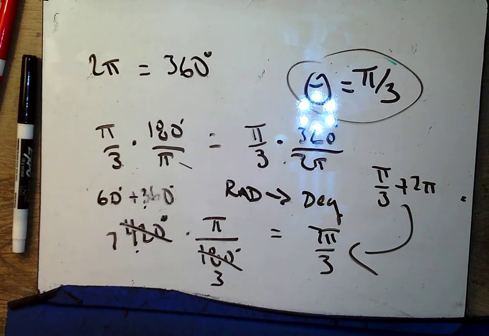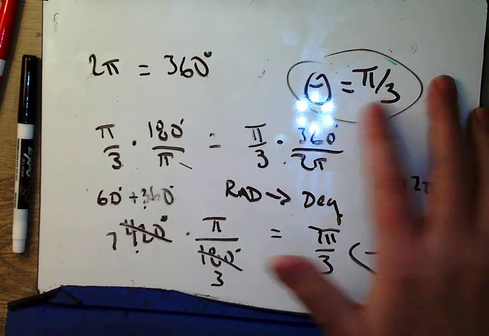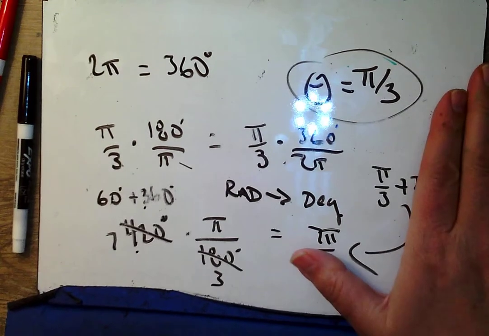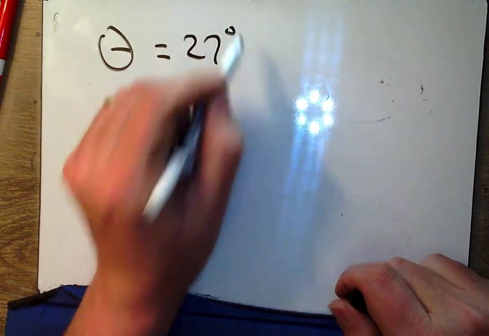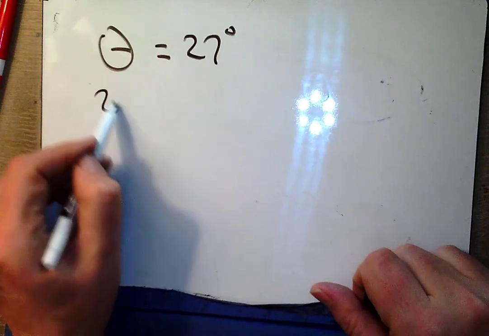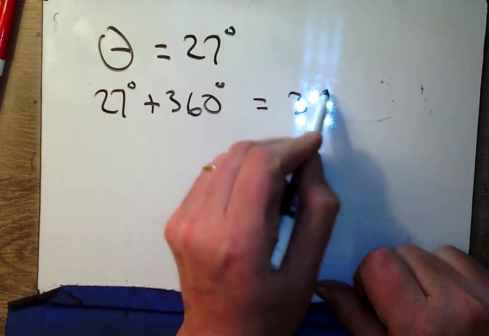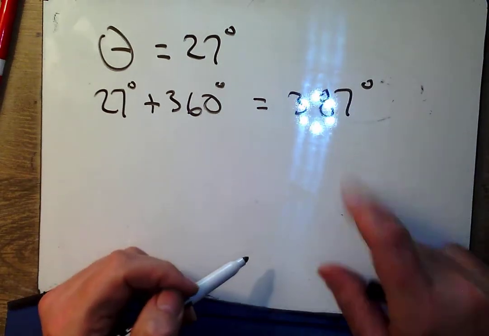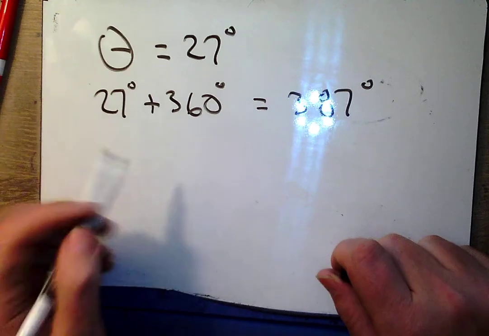No, stop it. If you're looking for coterminal angles and you're given radians, add 2 pi, subtract 2 pi. Now, if they tell me that theta is 27 degrees and ask for a positive coterminal angle, sure, 27 degrees plus 360 degrees is 387 degrees. And there's a positive coterminal angle. Great, that's fine. They gave me degrees, I use degrees.